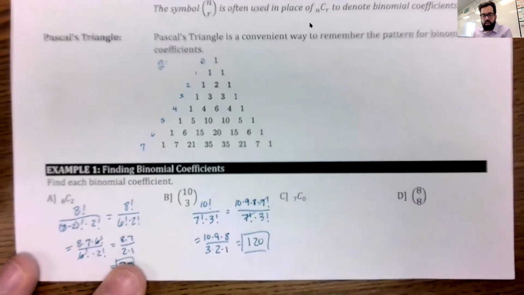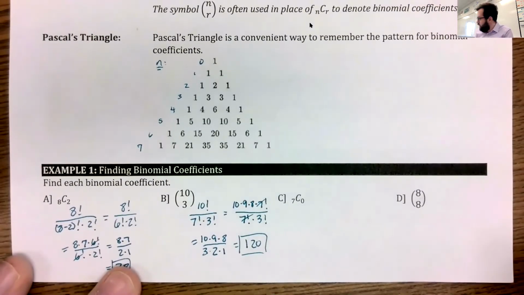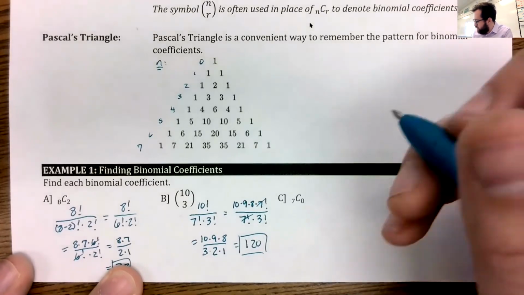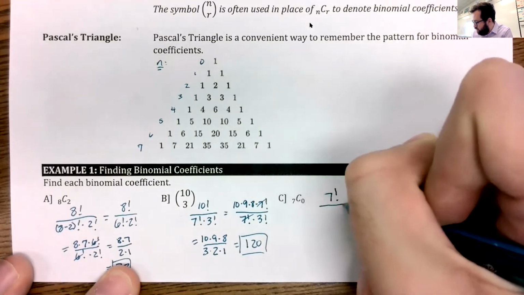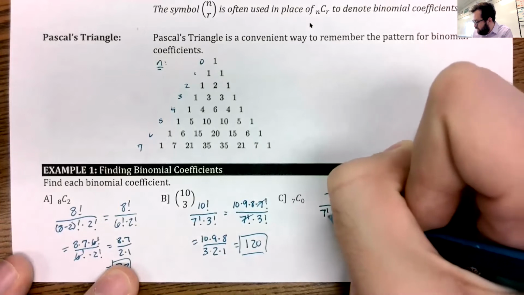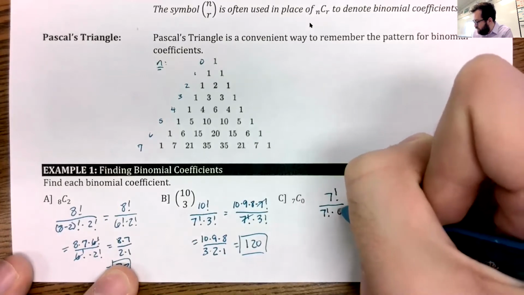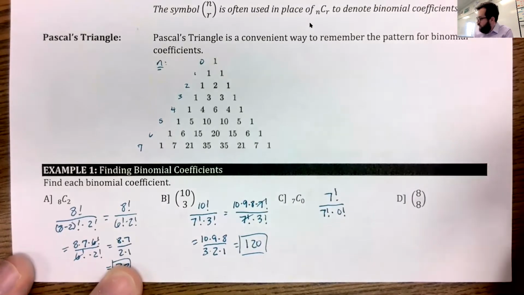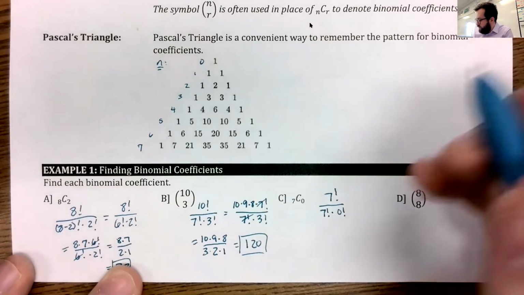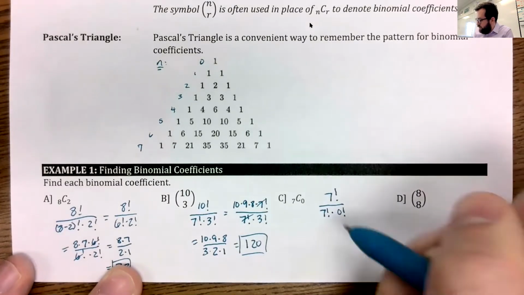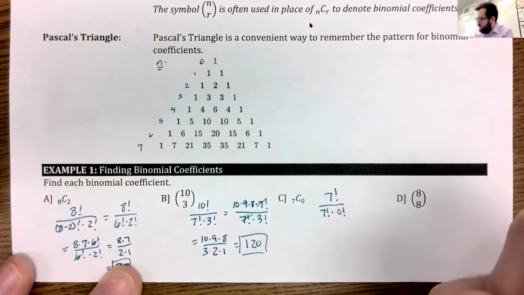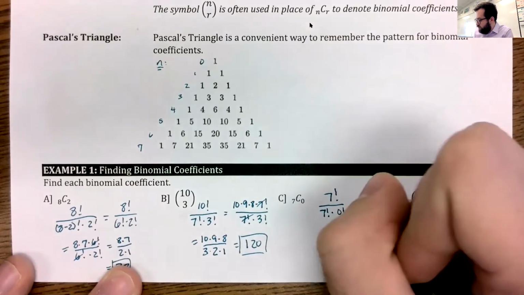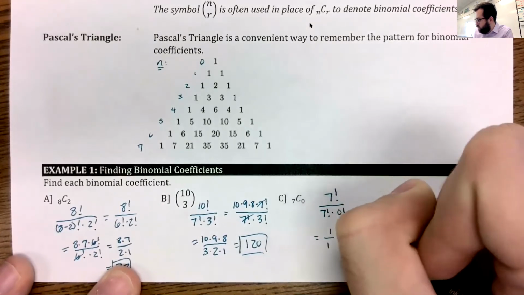All right, let's look at letter C. In letter C, we have 7 choose 0. So it's going to be 7 factorial over 7 minus 0, which is 7 factorial, times 0 factorial. This time, it's pretty easy to see the 7 factorials cancel out. 0 factorial is defined as 1. So we really get 1 over 1, or just 1.